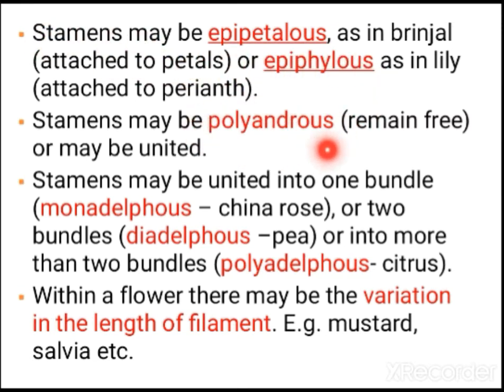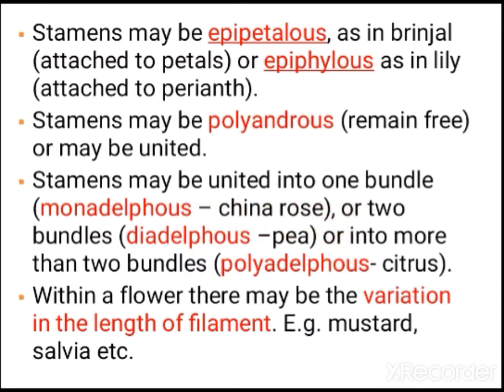And it can be polyandrous also. Polyandrous means when they are free. And the stamens can be united also. How they are united, the union also varies. It can be in one bundle, or two bundles, or more than one bundle. If the stamens are seen in one bundle, you call that monadelphous, as in the case of hibiscus.